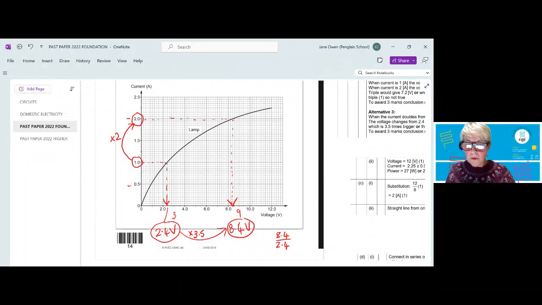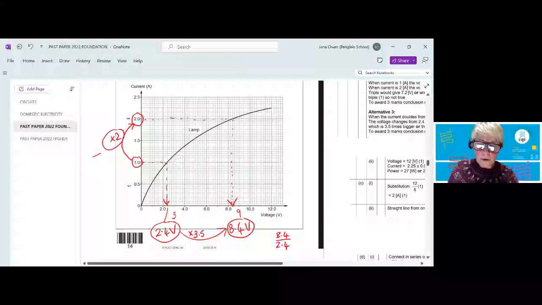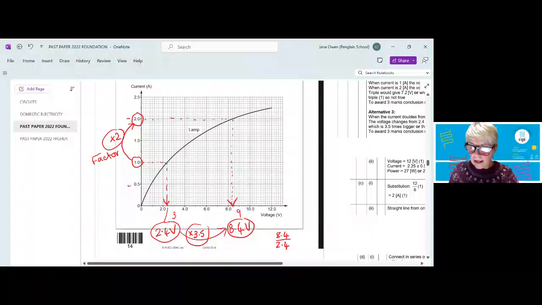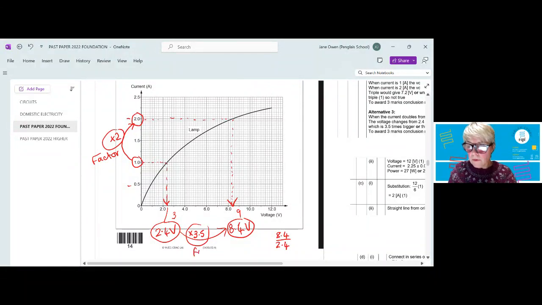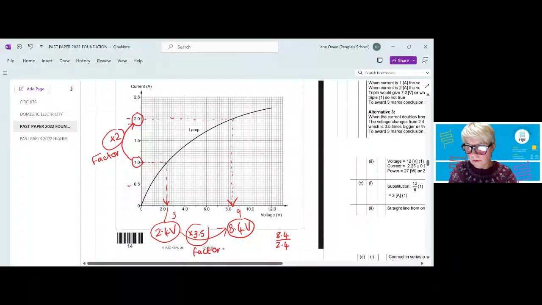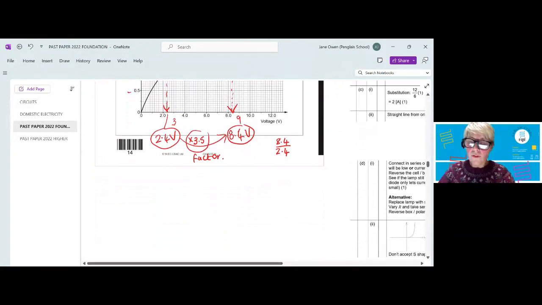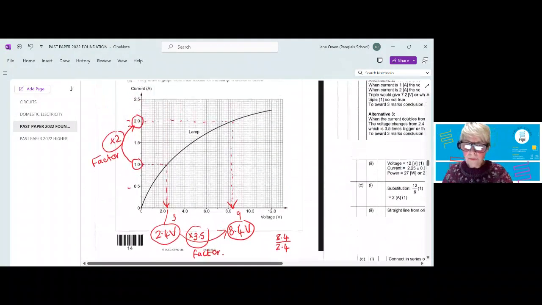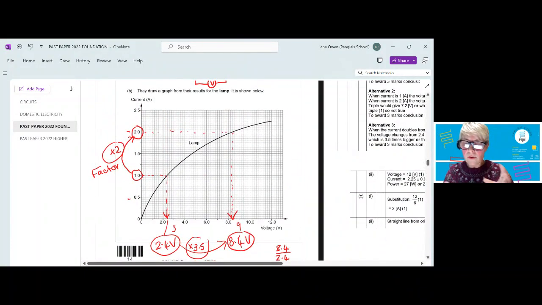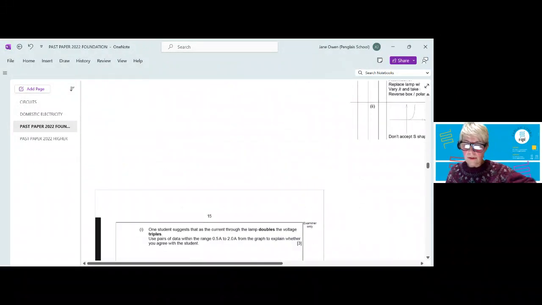Now, this is what we call a factor. So if you increase the current by 2, the voltage increases by 3.5. So clearly, this is not in agreement with what the student suggests. Now, I didn't have to choose 1 and 2. I did it so that you can see it big enough. I could have chosen 0.5 and doubled it to 1. And then you could have read it off like that. But I've decided to do it like that.